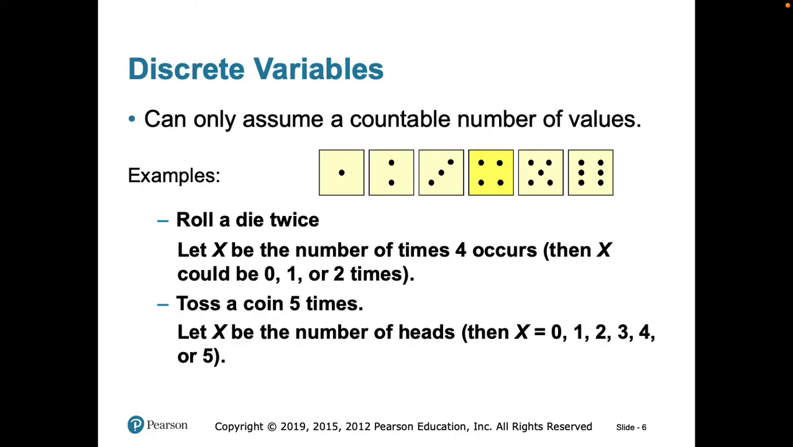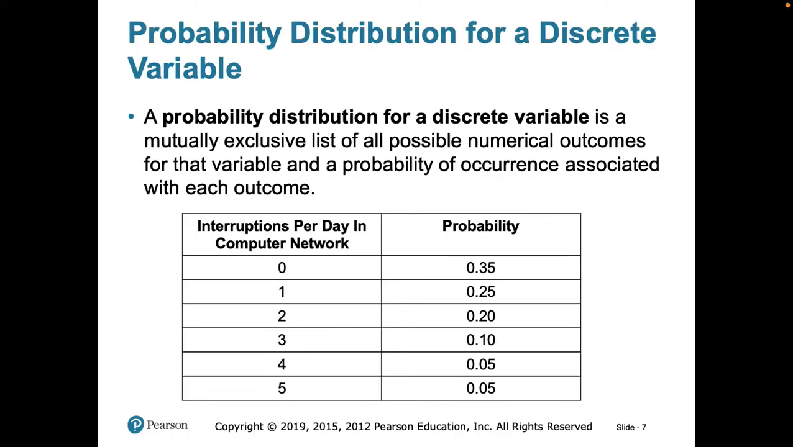If you toss a coin 5 times, then x will be the number of times that you get heads, and that could be any value between 0 and 5. Now remember, these are mutually exclusive, right? Because if you get 0 times, you're not going to be able to get it 1 time or 2 times. So getting one value will exclude the others. A probability distribution for a discrete variable is mutually exclusive for that reason, because if you get one value, you cannot get the other.